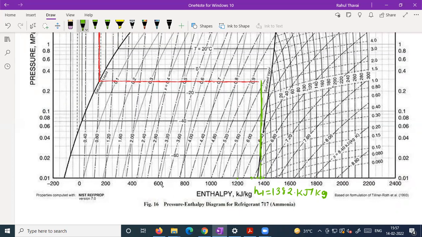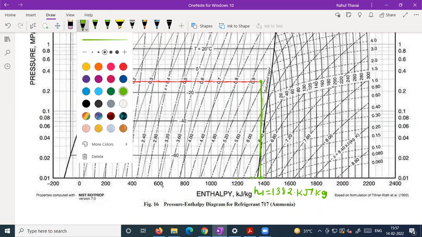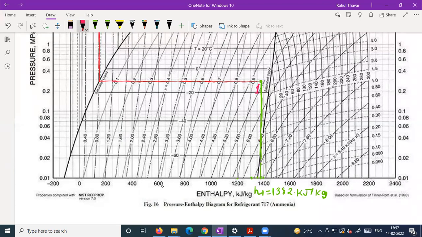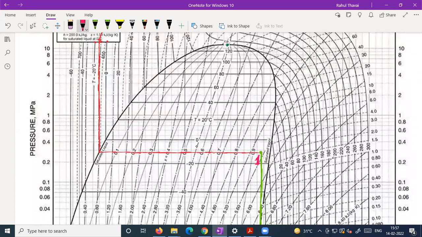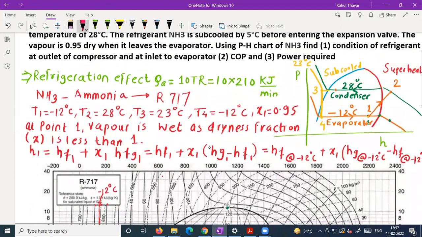So see, all of you, the intersection of this -12°C line and 1382 will intersect here. So this is nothing but point number 1. Yes or no? Let me know. Is it point number 1? See, this is point number 1. Are you able to get this one? Is it okay or not? Okay, now we need to plot point number 2.